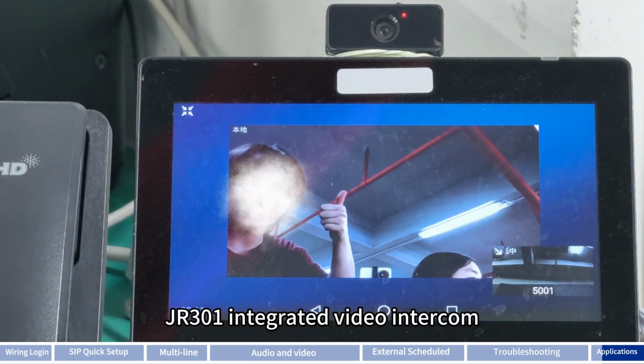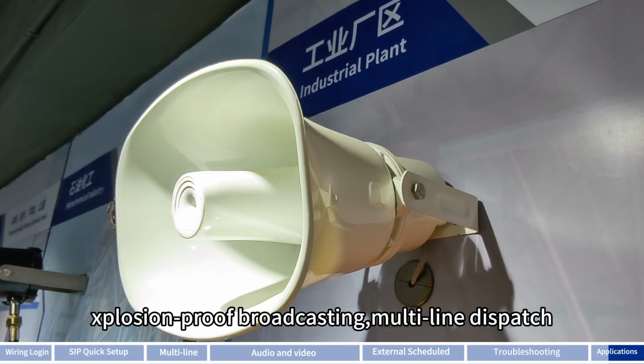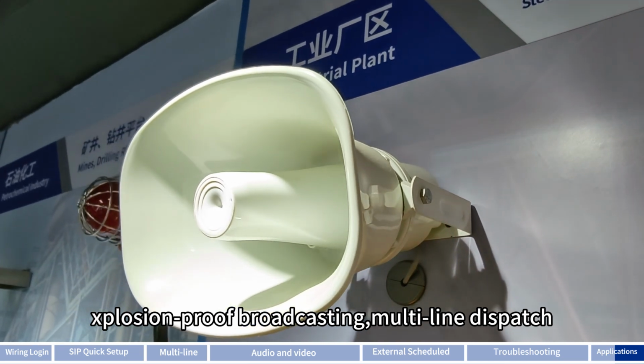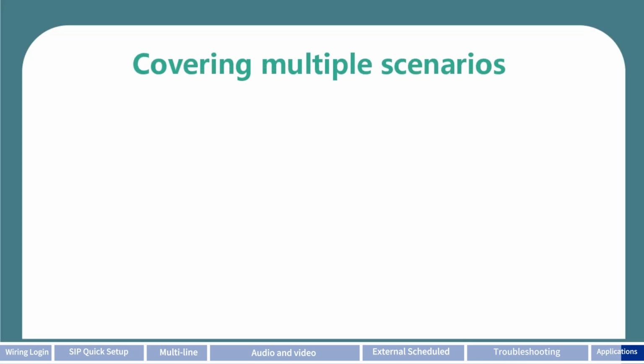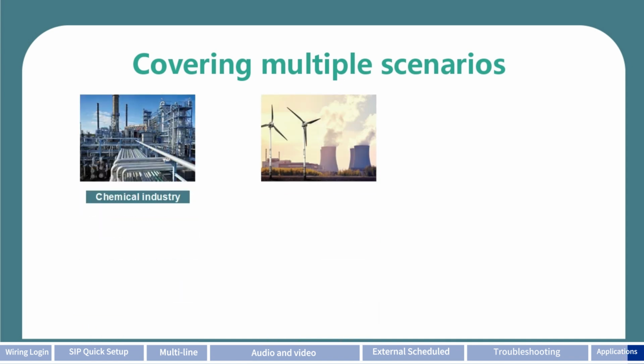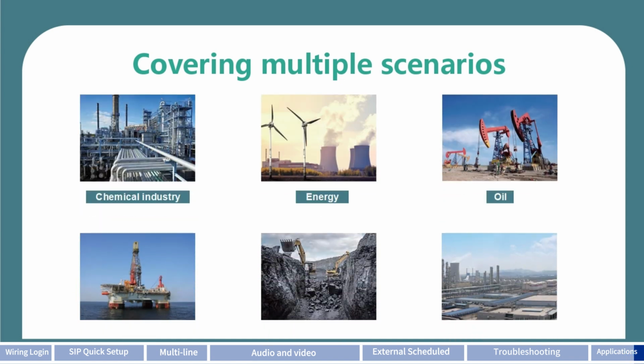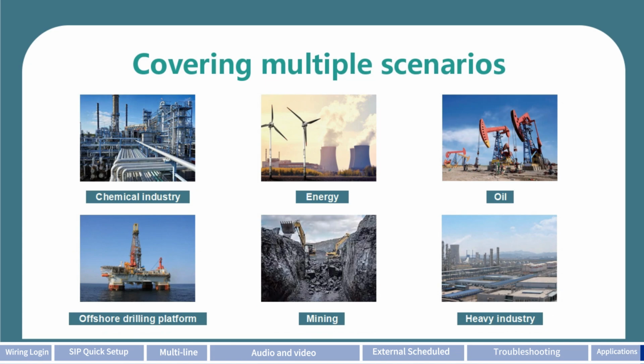JR301 integrated video intercom. Explosion-proof broadcasting. Multi-line dispatch. Widely used in high-risk industrial settings like electricity, oil and gas, and chemical industries.